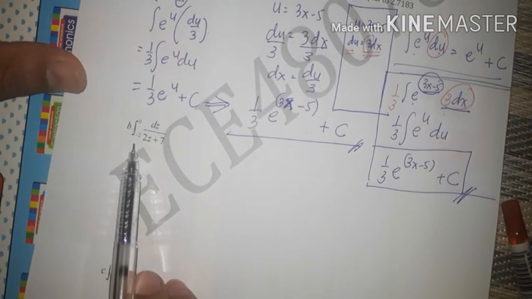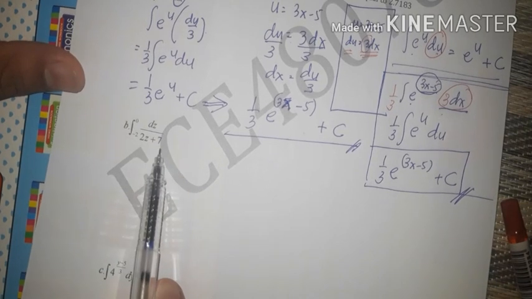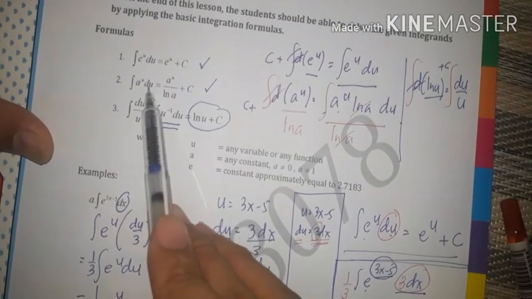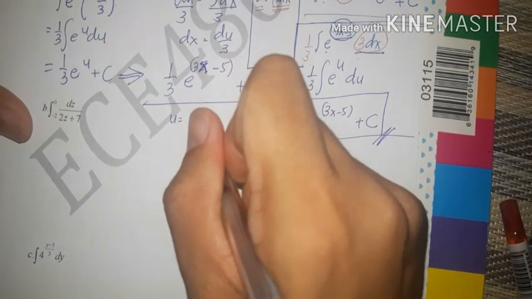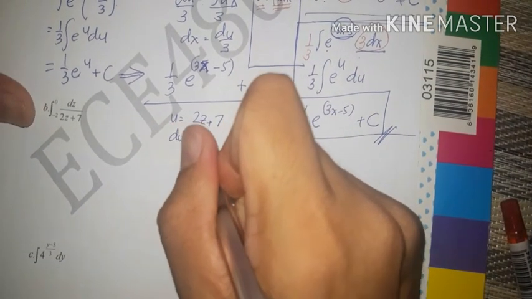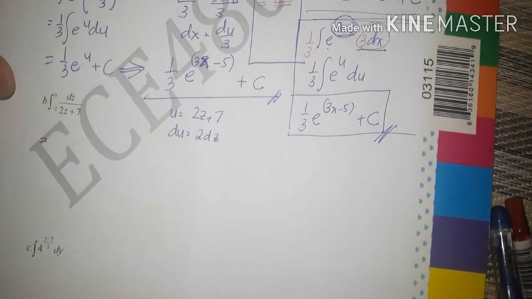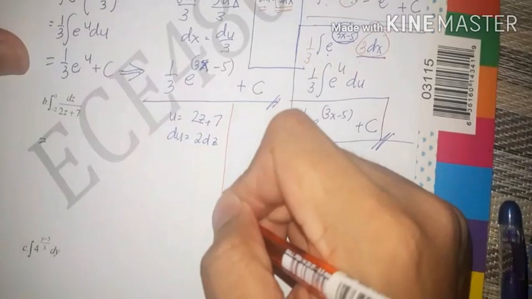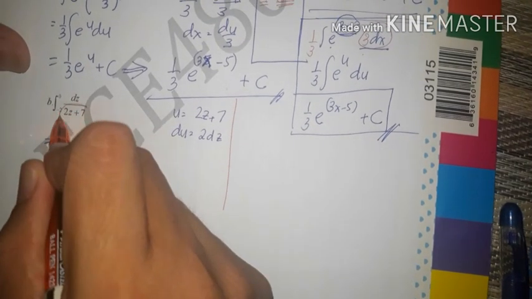So this is the integral from negative 2 to 0 of dz over 2z plus 7. Most likely, that is du over u. So let your denominator be your u, 2z plus 7. What's its derivative? That's 2 dz. So what we will follow is, this is your u.